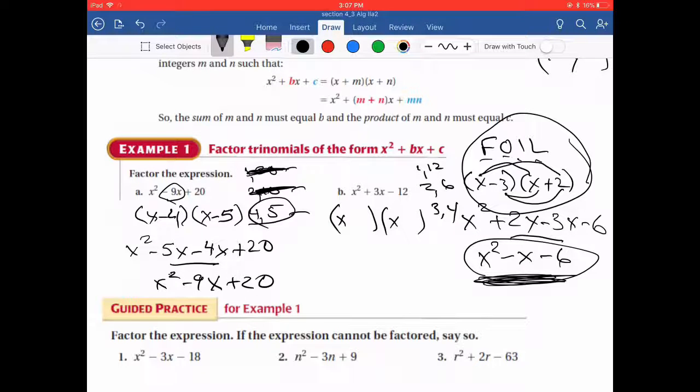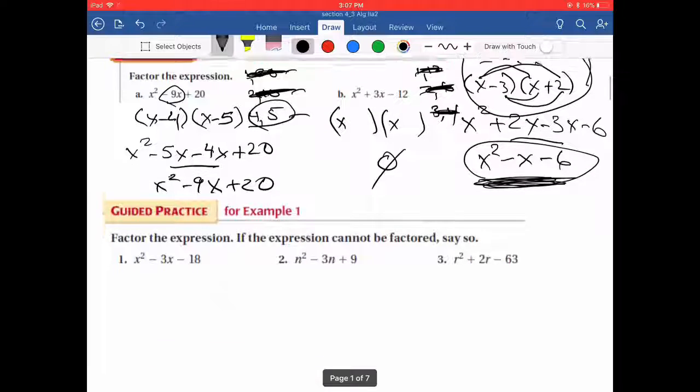Well, 1 and 12, that's 11 or 13, that's no good. 2 and 6, that gives me a 4 or an 8, that's not 3. 3 and 4, I get a 1 or a 7, that's no good. Hey, guess what? I can't factor this equation normally. There's a way to do it later, but for now I cannot do it, so I'll just give the old empty set. Again, it'll happen later, but right now we can't do it.